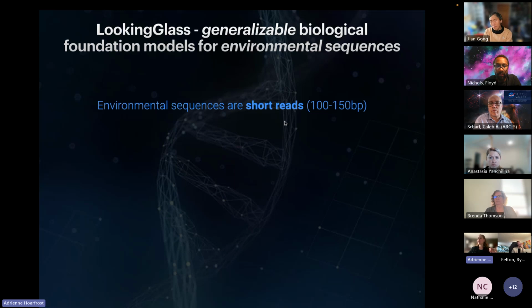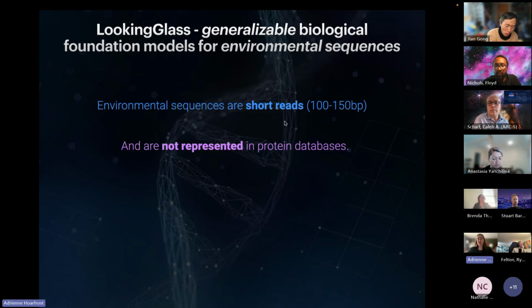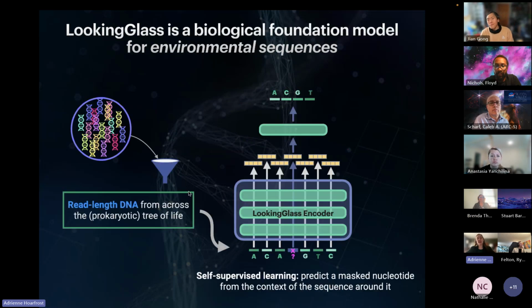And so in the case of biology, that means perhaps we don't have a lot of proteins in a reference database that are representative of our environmental sequence, but we have tons and tons of environmental sequences that we've measured, right? But they're in the form of these short reads, these 100 to 150 base pair metagenomic reads. And they're not represented in our protein databases. They're not going to map to anything in those databases. And so we train things like this Looking Glass model where you are training on the environmental DNA data that we have that's actually representative of the microbial tree of life, all of this microbial biodiversity that isn't represented in those downstream databases.